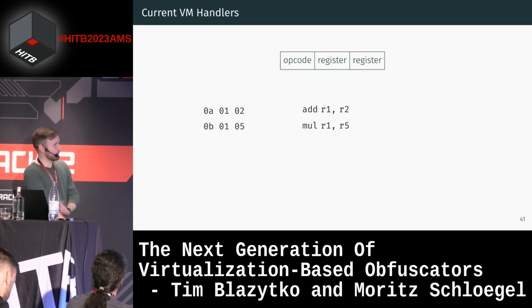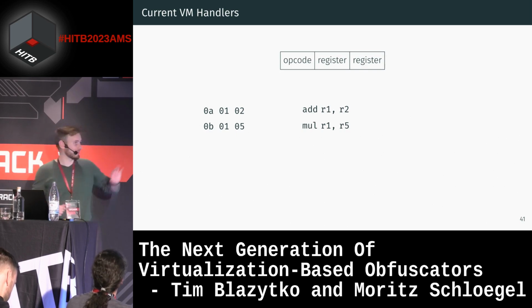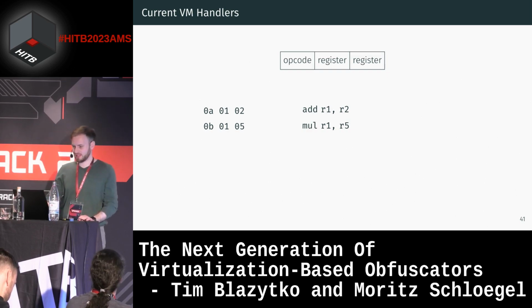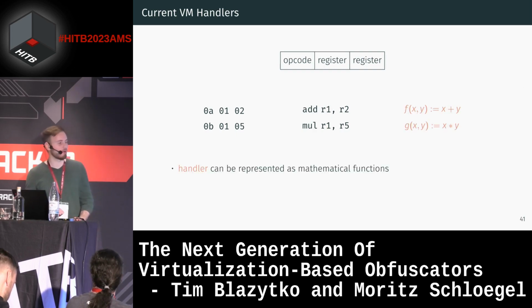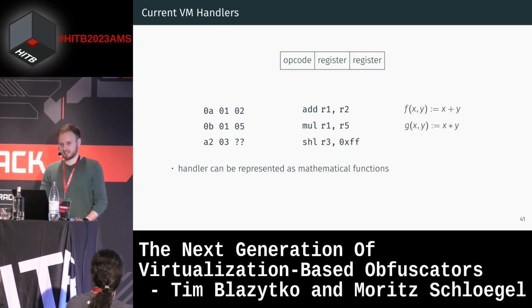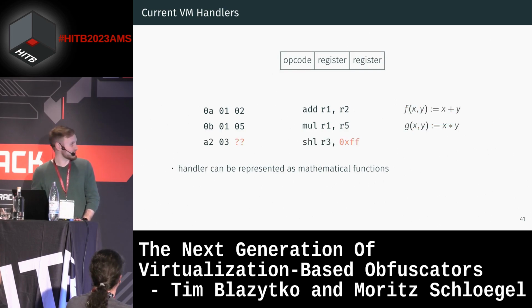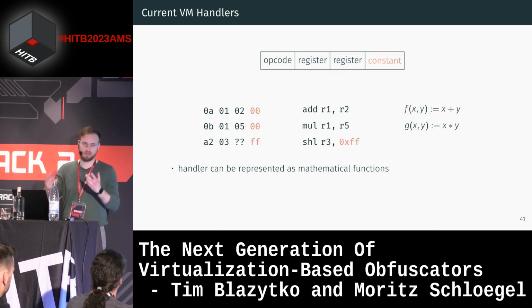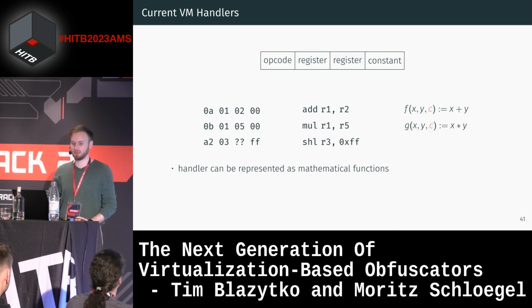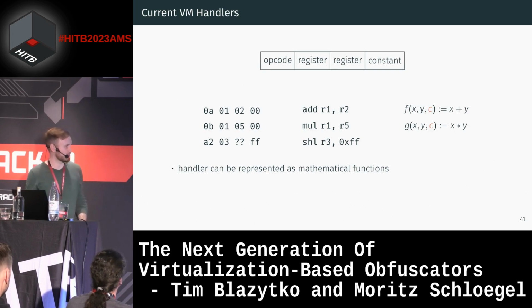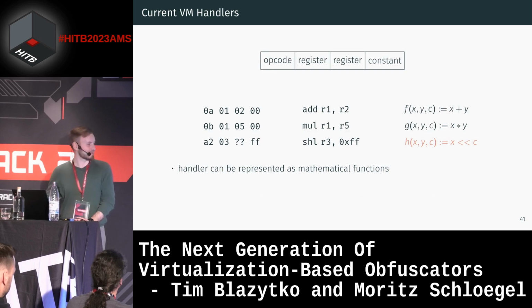Now, think back to the simple VM handlers Tim presented to you. That's the exact same instruction encoding Tim showed you before. For the sake of the following techniques, we will use a mathematical notation to represent our handlers. The second thing we will need is constants, so we'll update our instruction encoding and embed the constant there. We will use the letter C to denote constants, and this is how it could look when we use a constant.